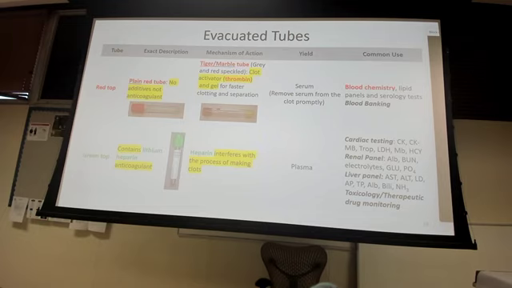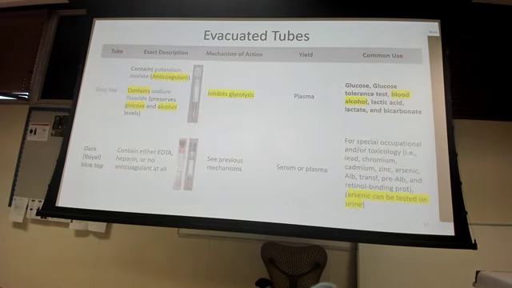Okay, so do you remember EDTA, the purple tops, are used in what type of testing? Hematology, right? What's the other one? Light blue top. Green top. Cardiac. Yeah. And red top. Yeah. Okay, y'all got it.